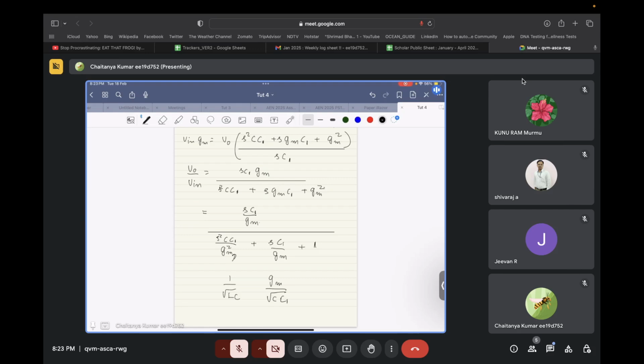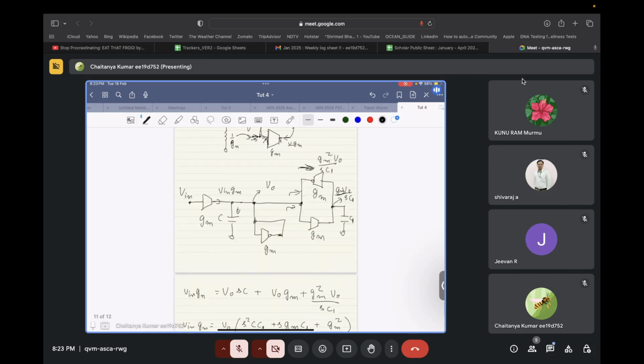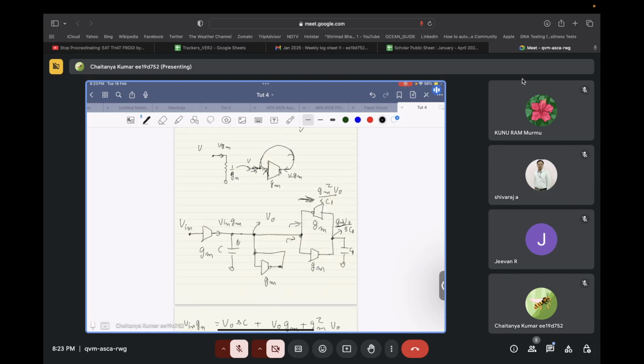Okay, so I hope it is clear that without an inductor you can actually build a band pass filter in an integrated circuit. Any doubts so far?